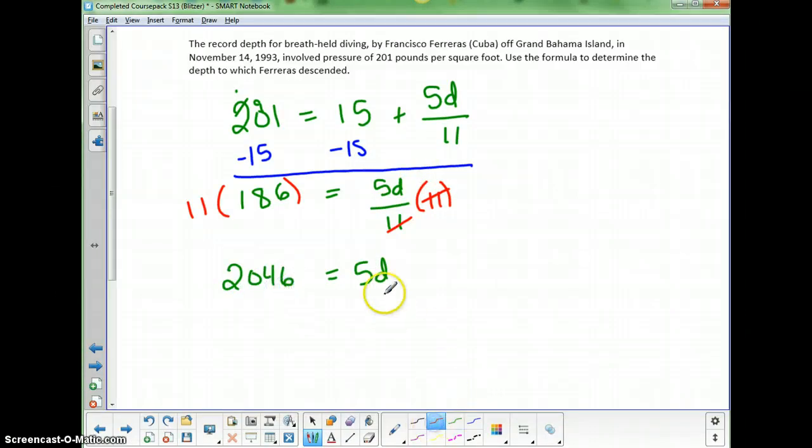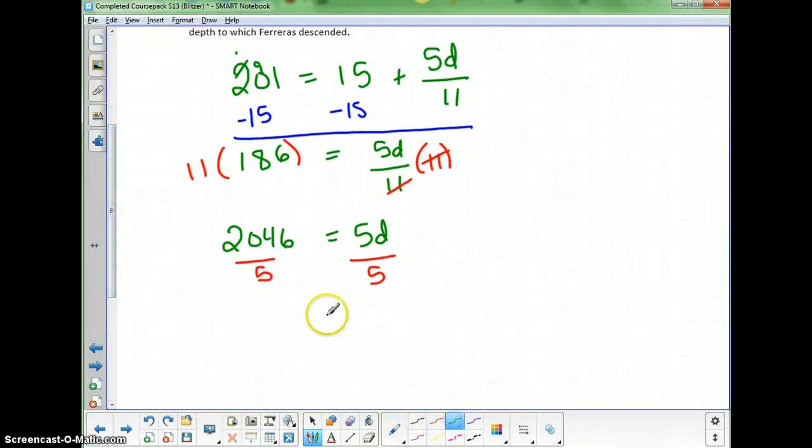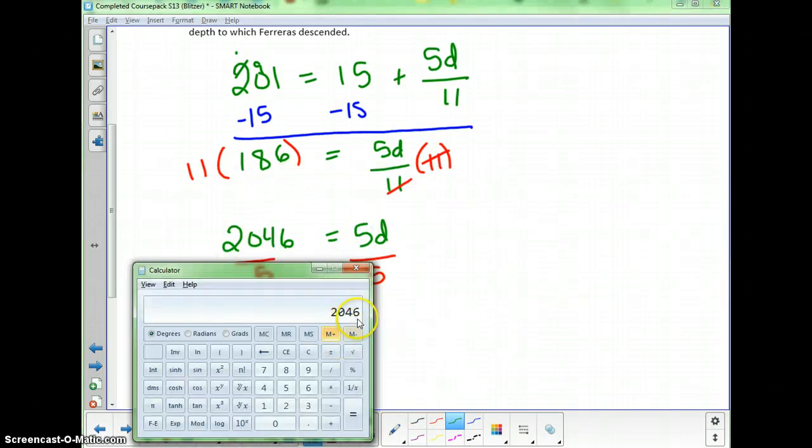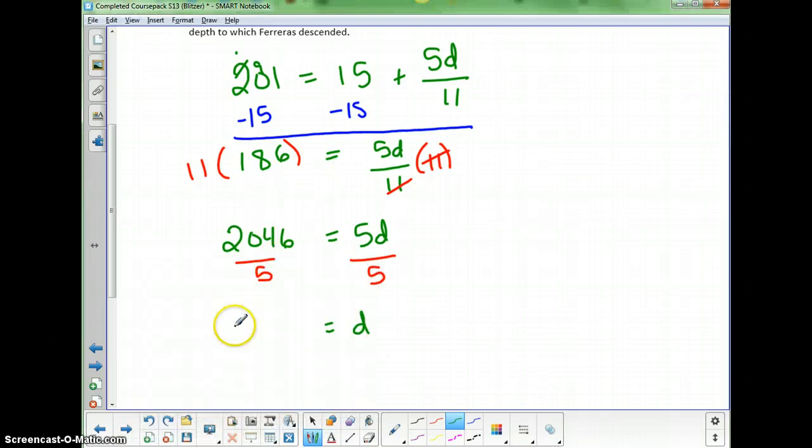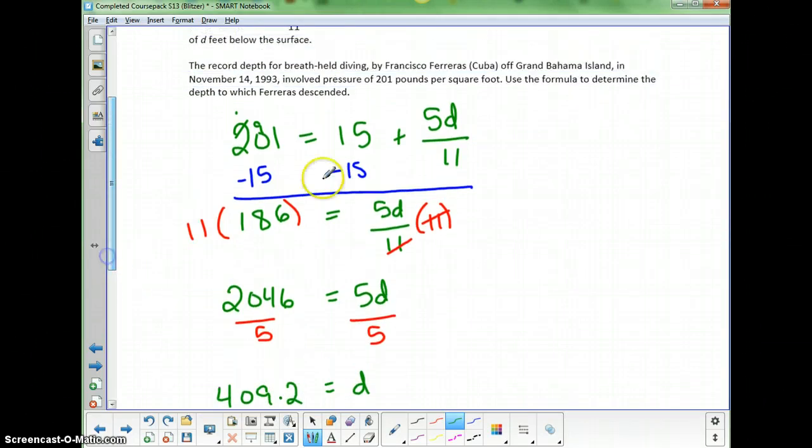Alright, and then we will divide both sides by 5 to solve for d. Divide by 5. So I have 409.2. So Ferraris dove to a depth of 409.2. My units on this are d as in feet below the surface.